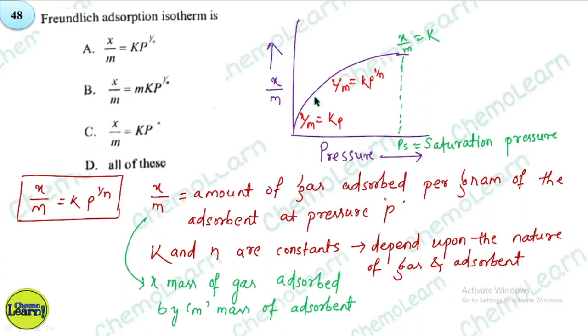and at low pressure it follows first order kinetics. At very high pressure, it follows zero order kinetics. Okay. And this is our adsorption isotherm at moderate pressure.